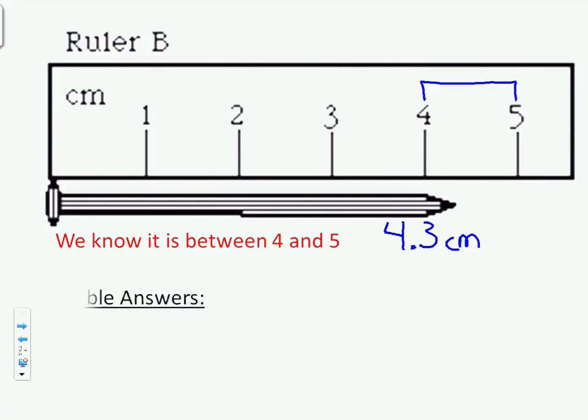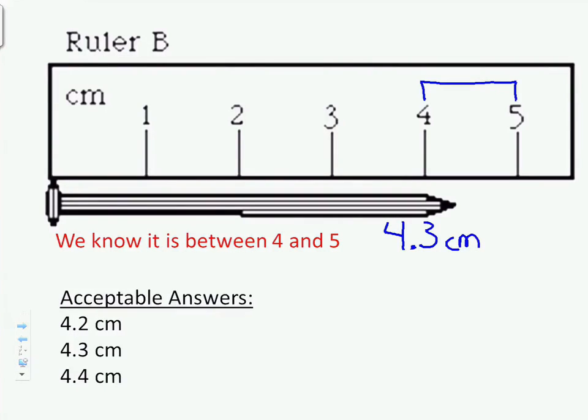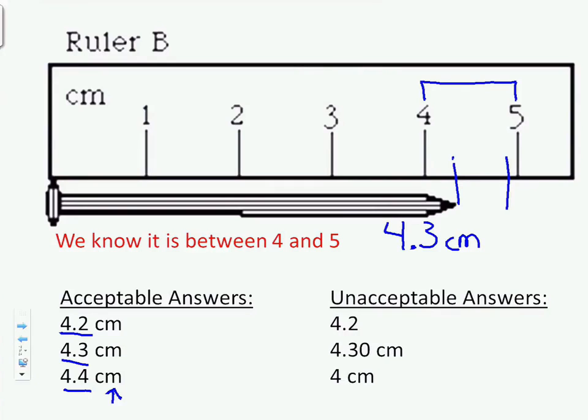Let's see what other good possible answers are: 4.2 centimeters, 4.3 centimeters, 4.4 centimeters. Notice 4.9 centimeters is not on here, because where the nail is at is significantly different from where 4.9 would be. Notice each one of these answers has two sig figs, and they also have a unit. Among unacceptable answers would be 4.2. Why is that one wrong? It's got the right number of sig figs, but it's missing the unit.